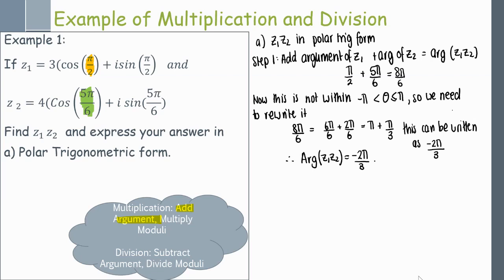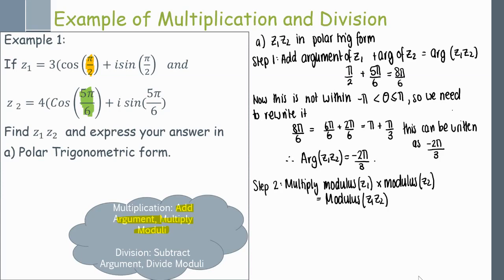And we do that by multiplying the moduli of z1 and z2 together. So the modulus of z1 is 3, and the modulus of z2 is 4. Oh, how nice is that? Because 3 times 4, well, I know that should be 12. Now I just combine these together and put it in polar trig form.